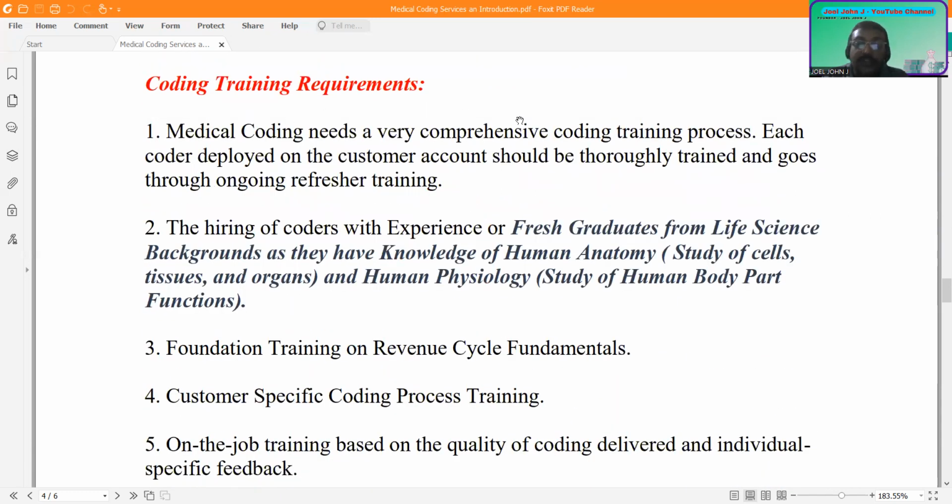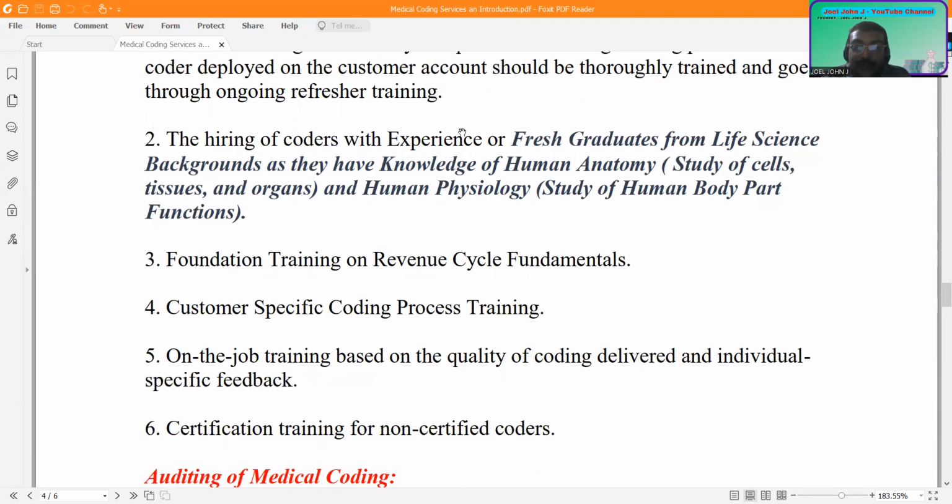Coding training requirements. Here you will get an understanding of the coding training requirements for a coding team, for freshers, and for senior people as well. Medical coding needs a very comprehensive coding training process. Each coder deployed on the customer account should be thoroughly trained and go through ongoing refresher training. So refresher training is also essential. That's why I said that for experienced people also, training is required.